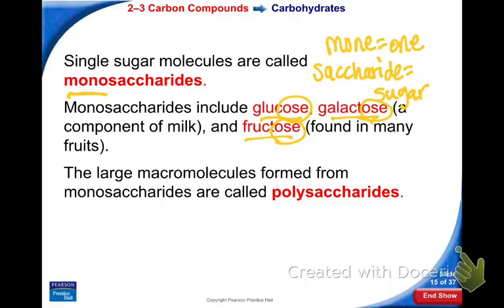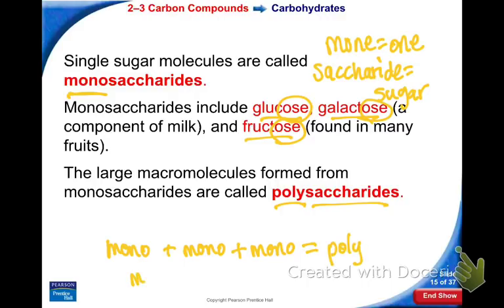If we take all of these monosaccharides and stick them together, we're going to make a polysaccharide. Do you remember from a few slides before what poly means? Poly means many. So a polysaccharide is made from several monosaccharides together. So monosaccharide plus monosaccharide plus monosaccharide equals polysaccharide. If we just take two monosaccharides and stick them together, you want to guess what we call that? A disaccharide. Di means two.